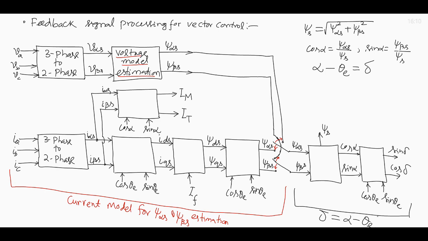Okay. For the current control block, IM and IT are required. They are synthesized. IM and IT are estimated from the currents I alpha, I beta, that means 3 phase currents, using the angle cos alpha and sin alpha, that means using the angle alpha. IM and IT are generated, and cos theta e and sin theta e are used to convert I alpha, I beta to ID, IQ, IDS, IQS.